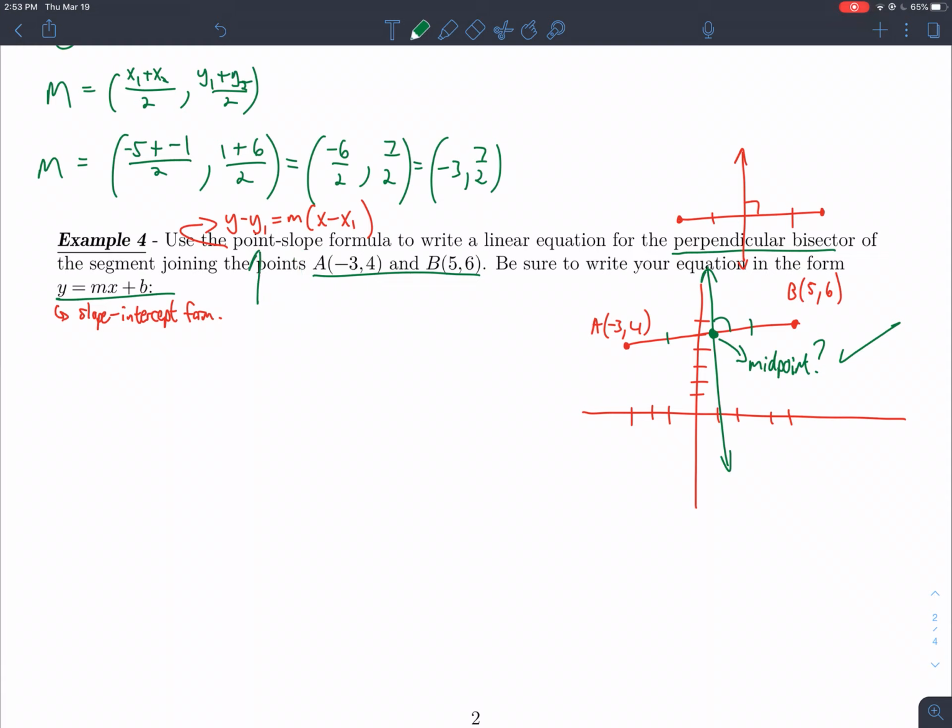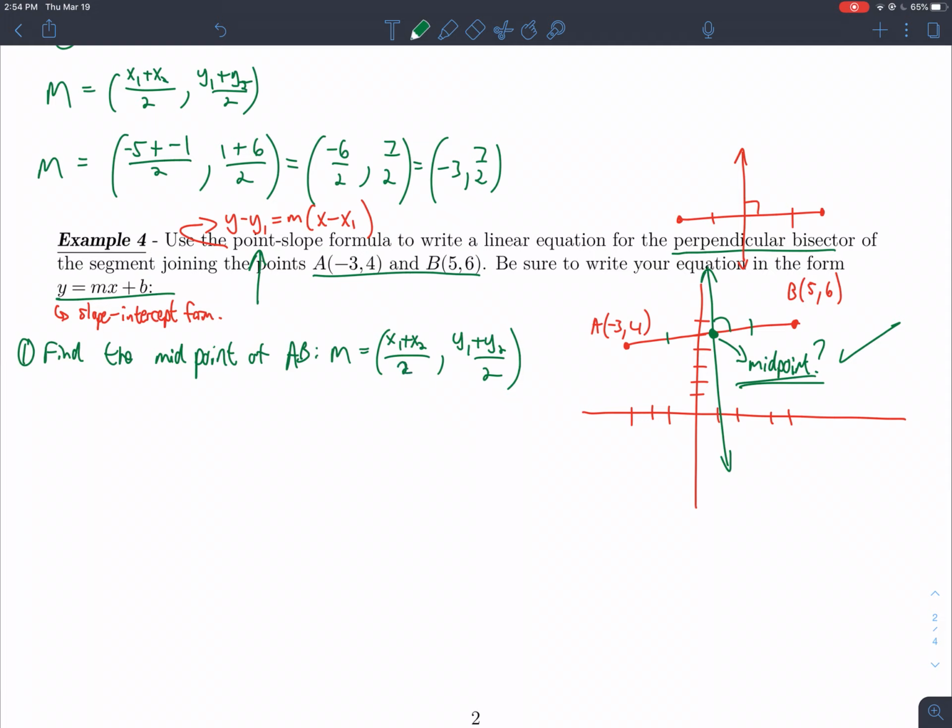Let's first find the point. We said it's the midpoint right here. Let's find the midpoint of AB, and that'll give me a point on the perpendicular bisector. Okay, so midpoint. Find the midpoint of AB. That's not too difficult to do. The midpoint is, again, x1 plus x2 over 2 and y1 plus y2 over 2.